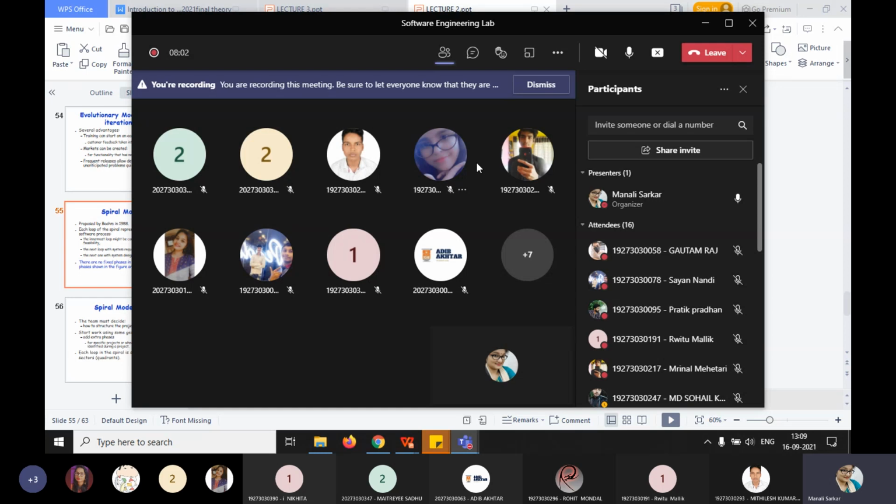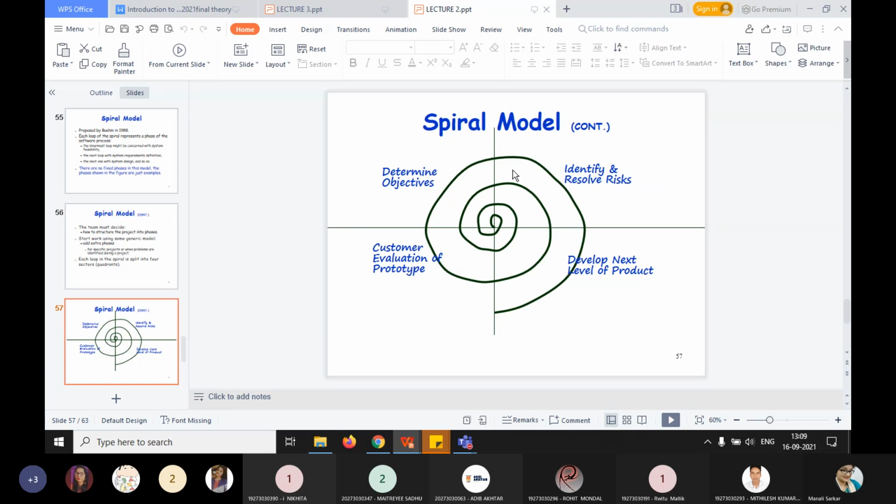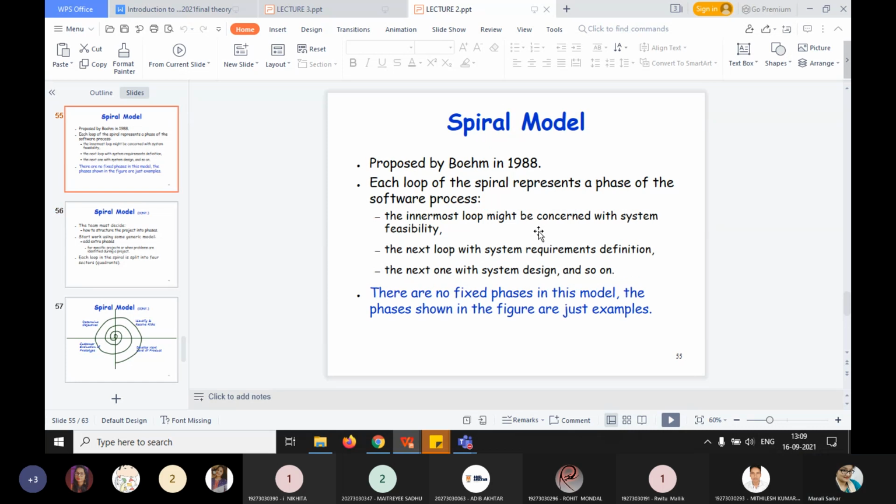So today we will be discussing the spiral model. What is a spiral model? Basically a spiral. In this way, it is spirally hanging, so that's why it is called that. It was proposed by Boehm in 1988, and each loop of that spiral represents a phase of the software process.